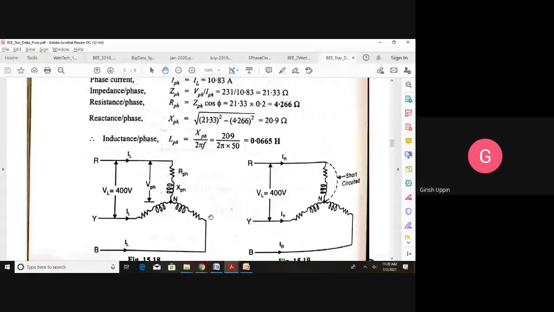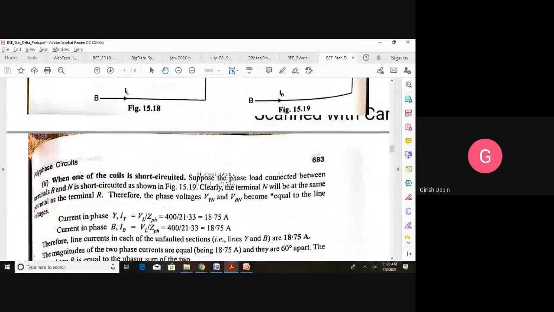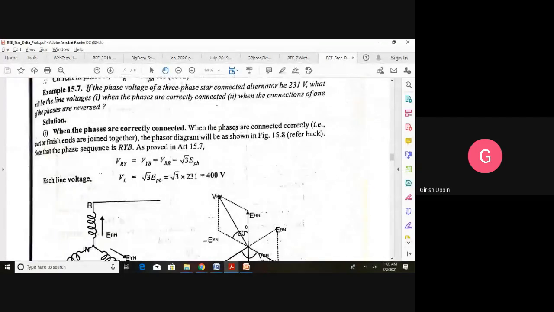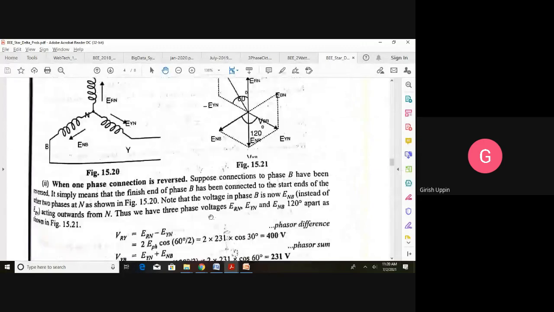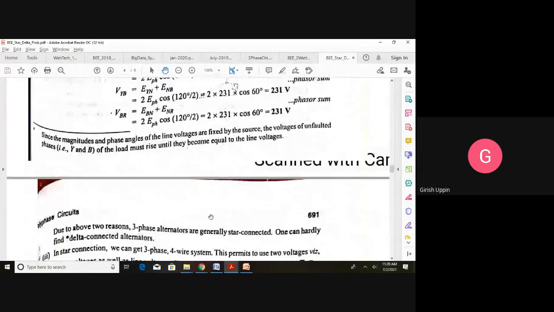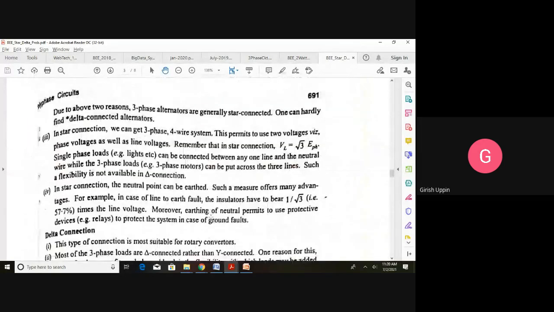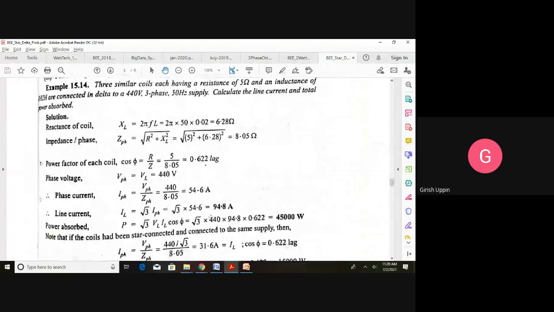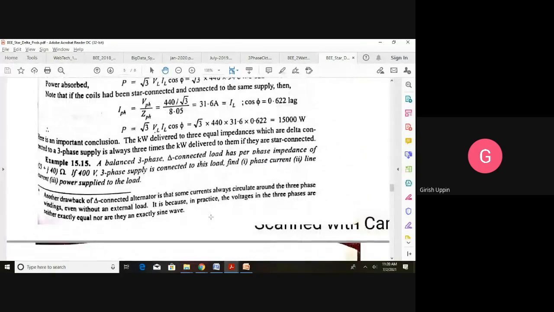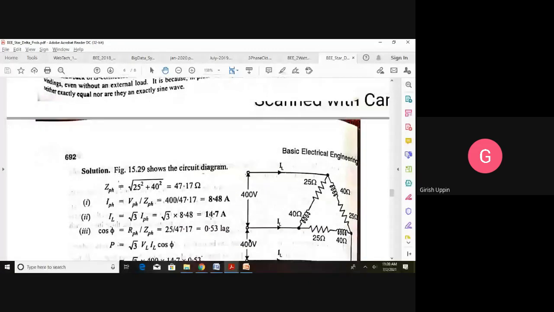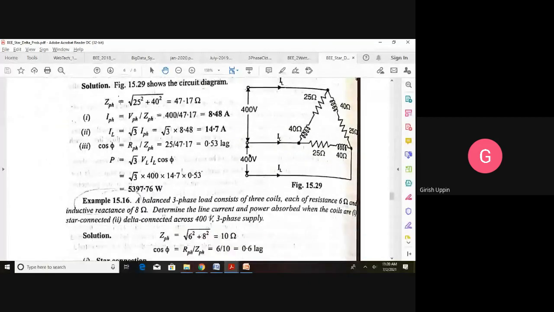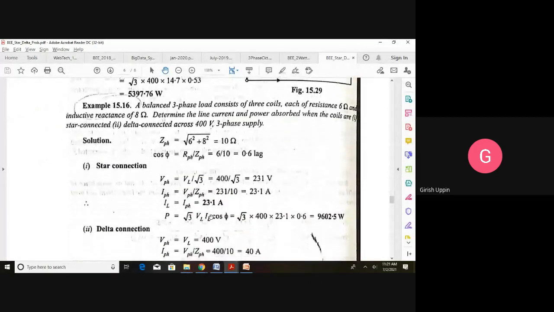So there are different variations. I have considered all the variations of the problems. Apart from that, there are some additional problems as well. You can refer to those additional problems. I have selected a variety of problems for discussion today. We will see this problem.